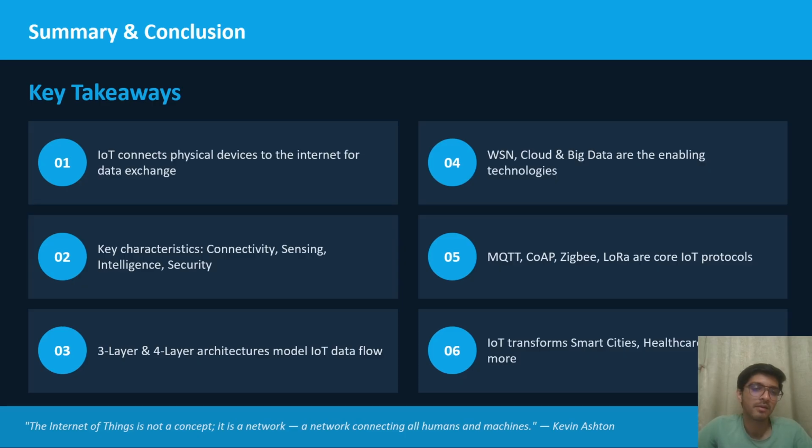So coming to the end, let's conclude this introduction to IoT. To summarize, IoT is a network of connected physical devices that sense, communicate, and act. It has six key characteristics, three-layer and four-layer architecture models, and it's powered by WSNs, cloud computing, and big data. Key protocols include MQTT, CoAP, Zigbee, and LoRaWAN. And it's already transforming smart cities, healthcare, and other industries like agriculture and many more.